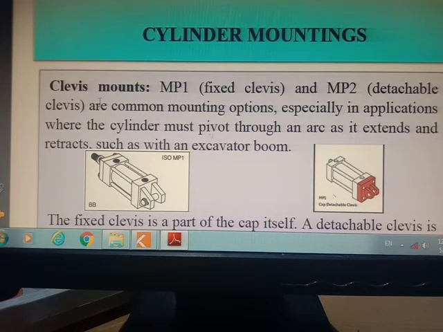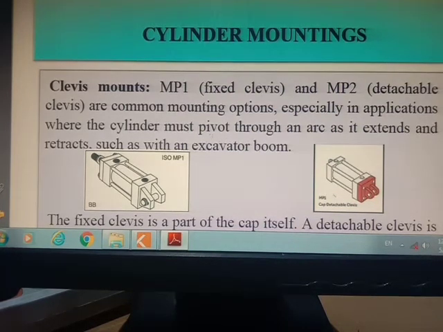Then we have seen the clevis mounting, and fourth we have seen the trunnion mounting. And in cushioning, we have seen how the cushioning is done. By restricting the outward flow of the oil, the speed of the piston can be reduced, so that the impact of the piston on the cylinder end will be reduced. So today's lecture, this is somewhat, and hence we finished the hydraulic actuator.